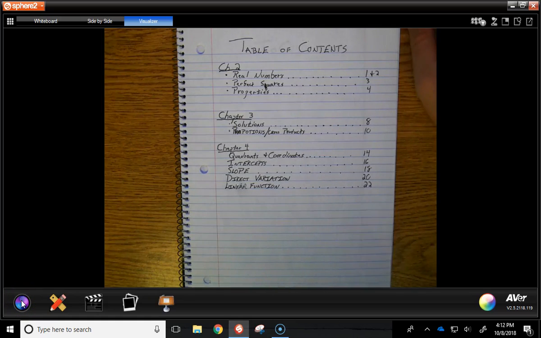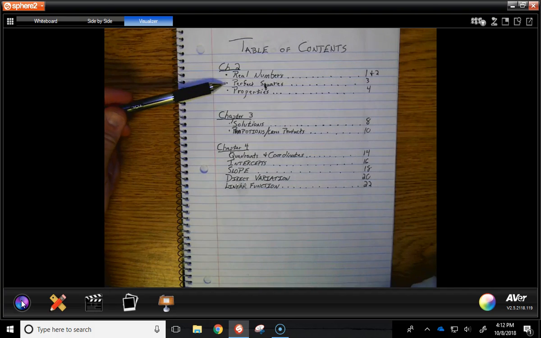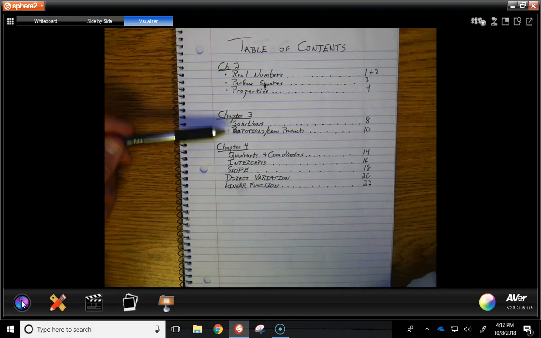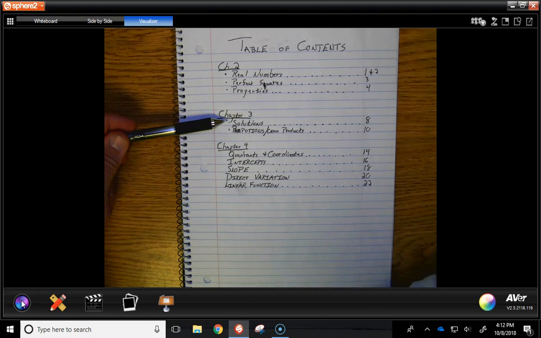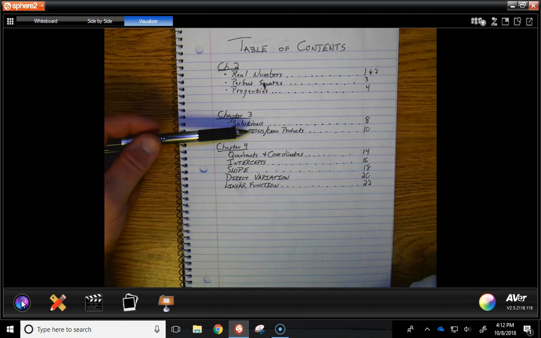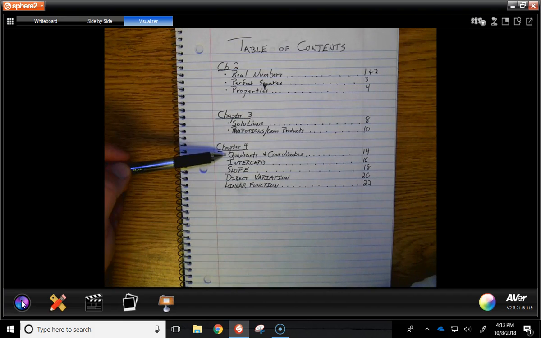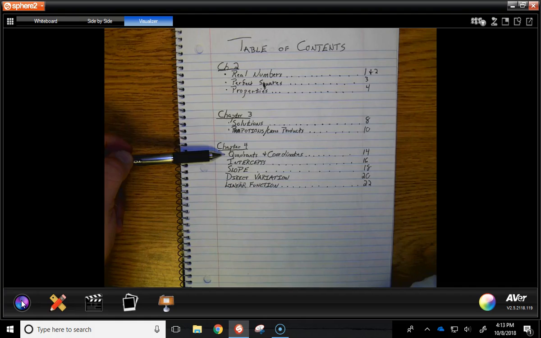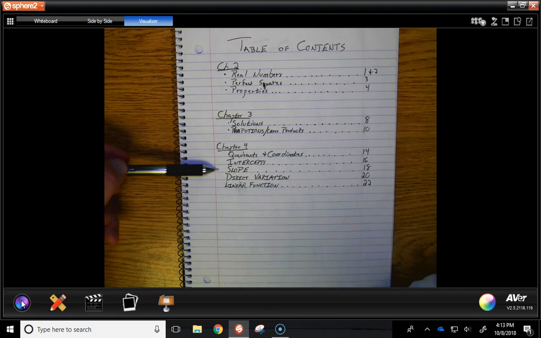Okay, so here's my spiral notebook, what we're going to have updated. I should have my table of contents. In Chapter 2, I'm going to talk about my real numbers, perfect squares, and properties. In Chapter 3, I'm taking notes over solutions. I should say proportions and cross products. And in Chapter 4, we talked about quadrants and coordinates, intercepts, slope, direct variation, and linear function.